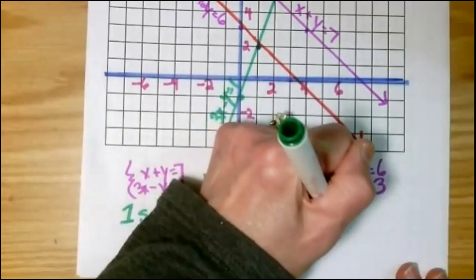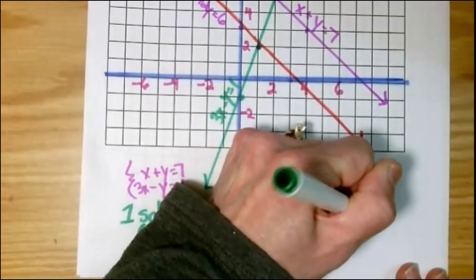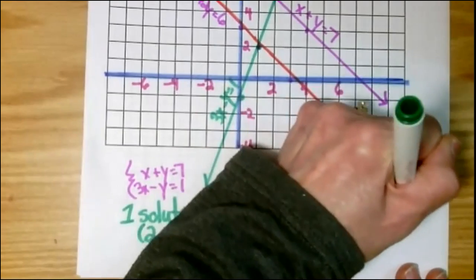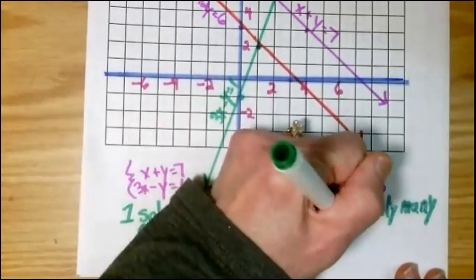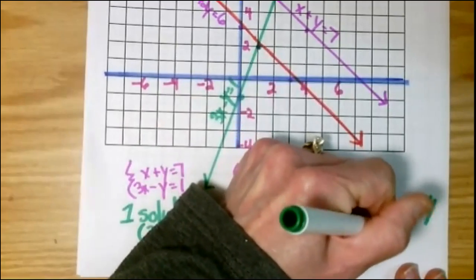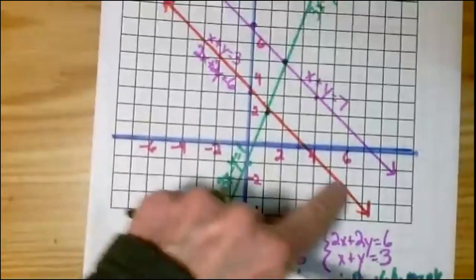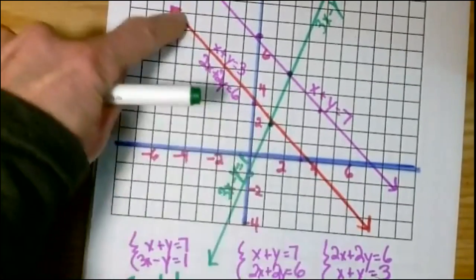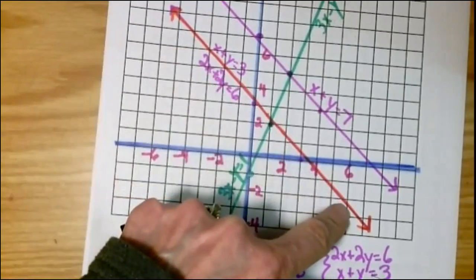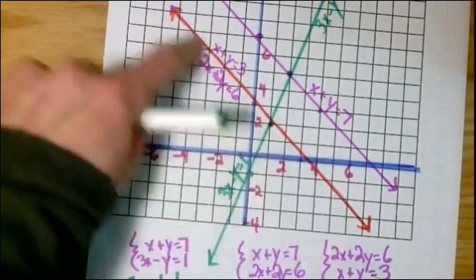Exactly, infinitely many solutions. Why is that? Because it's the same line. So every point on this line is an intersecting point of this line because they're the exact same line.